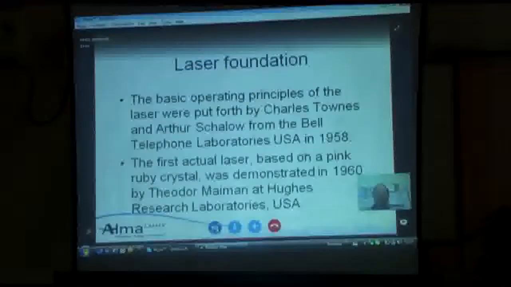The basic operating principle of the laser was put forth by Charles Townes and Arthur Schawlow from Bell Telephone Laboratories, USA in 1958, and the first actual laser, based on a pink ruby crystal, was demonstrated in 1960 by Theodore Maiman at the Hughes Research Laboratories in the US.